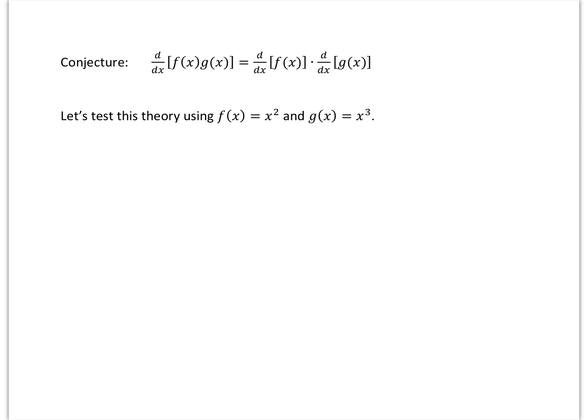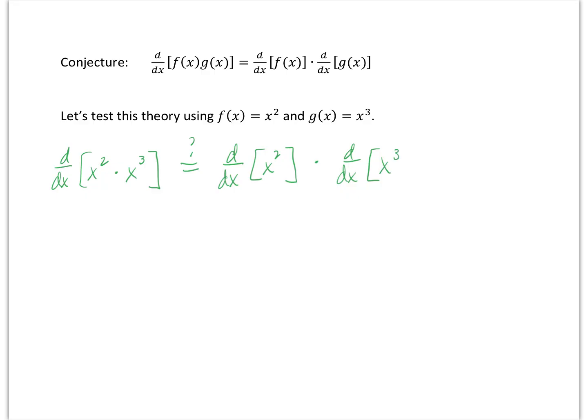Let's test this conjecture using two functions that we know how to take the derivative of, x squared and x cubed. So I want to take d dx of x squared times x cubed. And I'm going to do it two different ways. I want to know, is it equal to the derivative of x squared times the derivative of x cubed? Okay, so I'm going to do it directly by taking the derivative of x to the fifth. And then I'm also going to see, is it the same thing if I take the derivative of each factor separately and then multiply them?